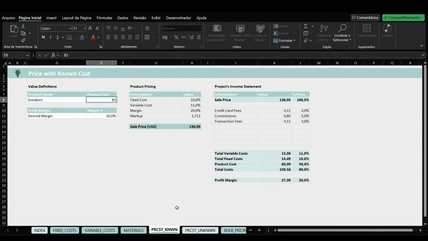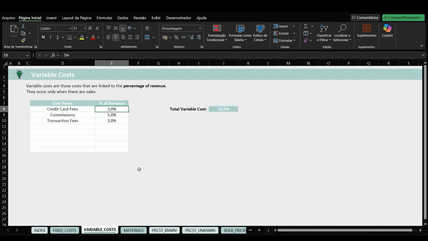Why? Because there's the sneakers and there's the packaging. So, when it's a cost in dollar value included in the product composition, and when it's a percentage, put it here in the variable costs. Once that's done, we're ready to calculate the selling price.